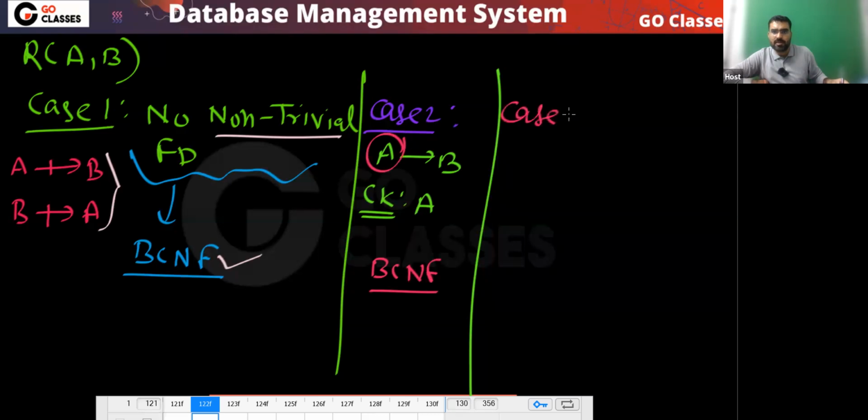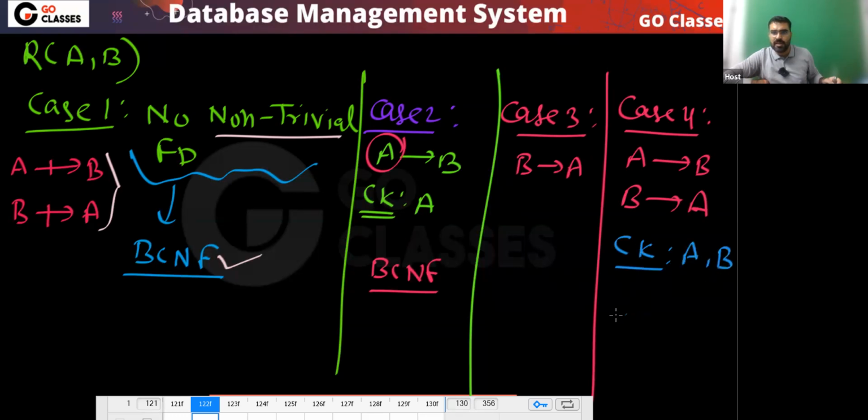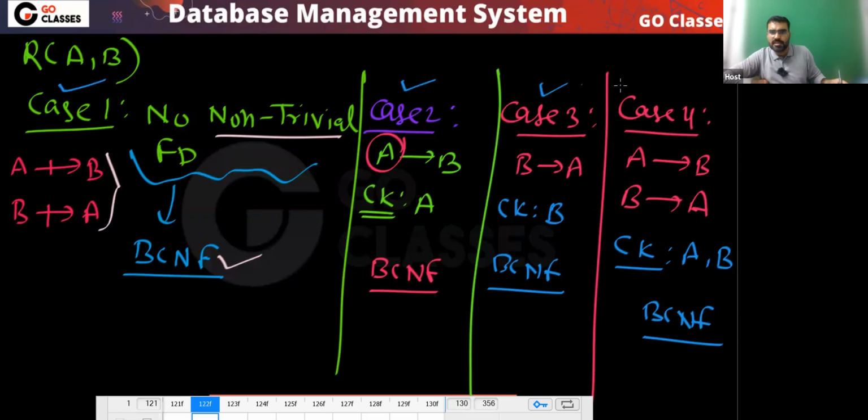What is case number 3? Case number 3 is B determining A. The same situation will happen here also. And case number 4 is A determines B and B determines A. In this situation, A is also a candidate key and B is also a candidate key. In this situation also you have BCNF. In case 3, your candidate key is B. So whatever the case, case 1, case 2, case 3, case 4, it is in BCNF.